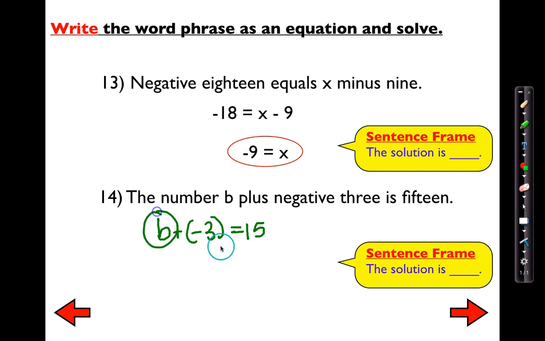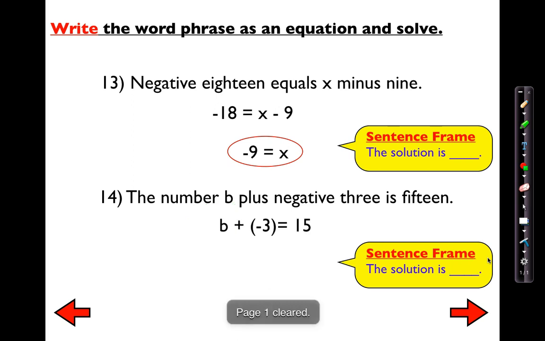I want to isolate b, so I need to get rid of this plus negative 3. So what's the opposite or inverse of adding negative 3? Just basically add 3 to both sides. So negative 3 plus 3 is 0, leaving you with b equals 18. So I'm going to say the solution is b equals 18. Now, one thing that I did not do that you should be practicing is plugging it back in to check if it actually works. So let me do that real quick.